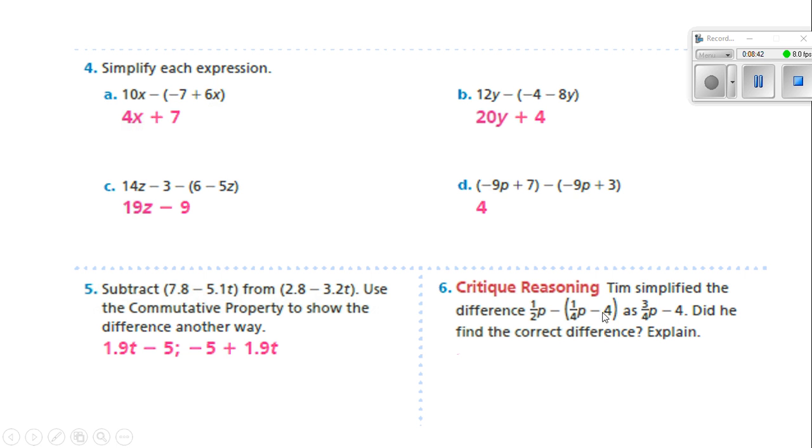And then this negative, as you can see right here, we're already dealing with something incorrect because this is 3/4, and what we're looking at is 2/4 minus 1/4. This is not going to be the right answer. And a negative times a negative is a positive, so this should be a positive 4. So no, we didn't do it right. The difference should be 1/4 p plus 4.